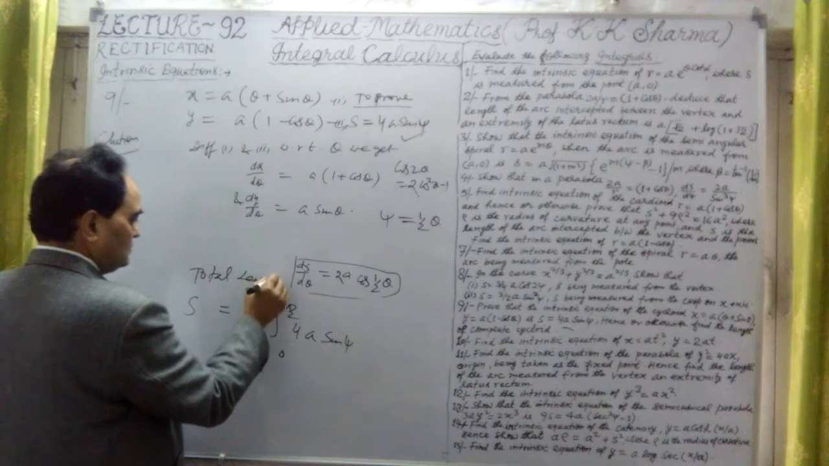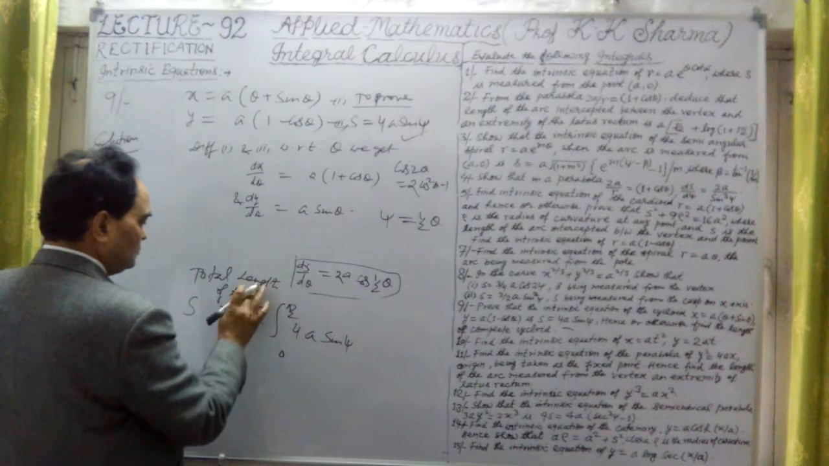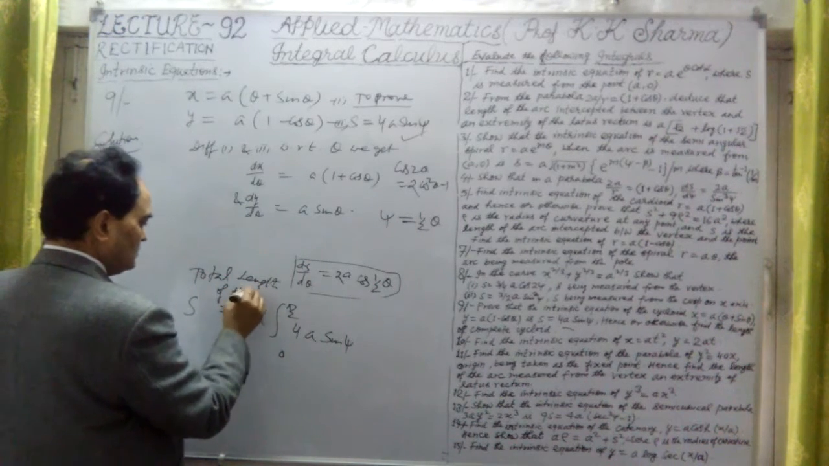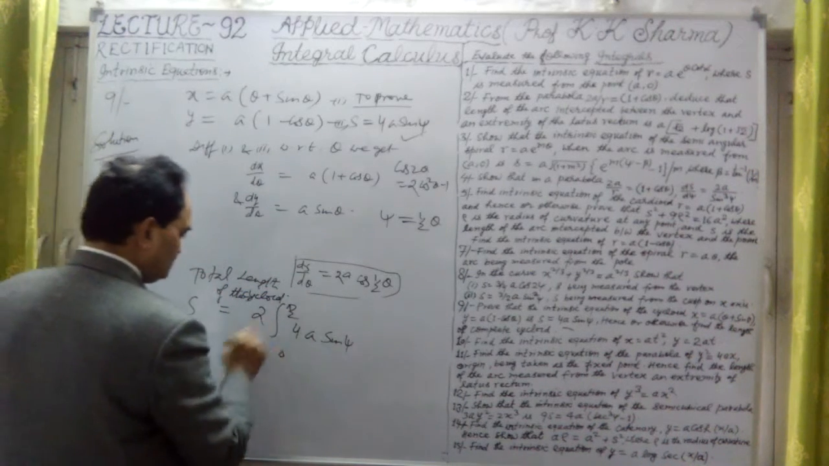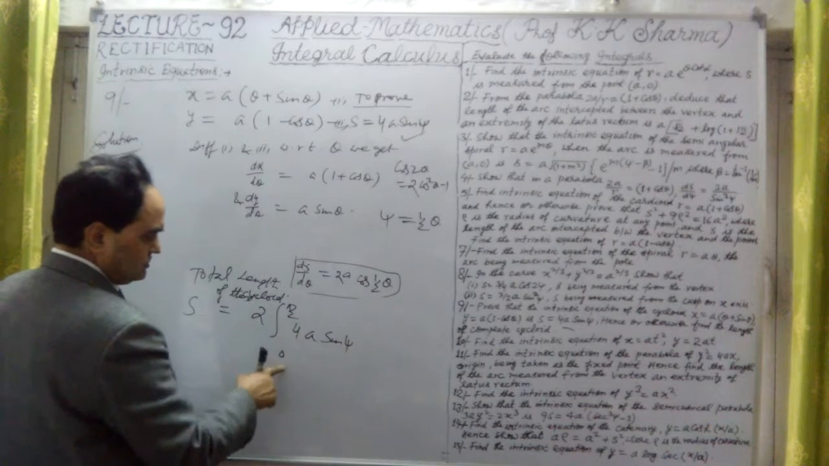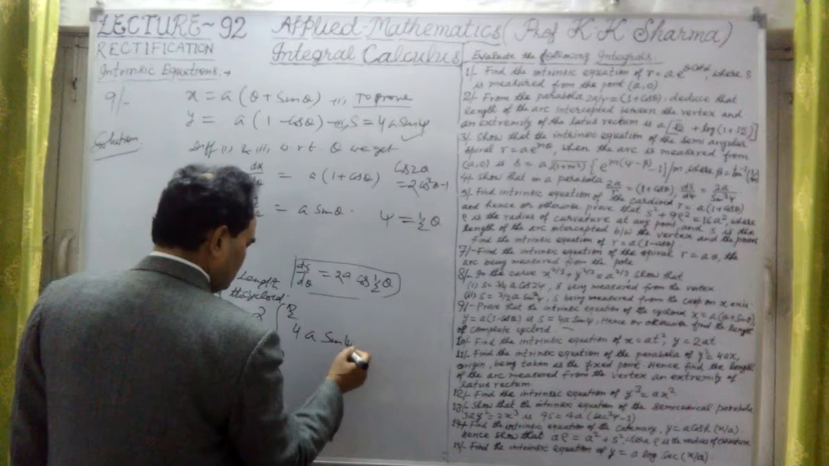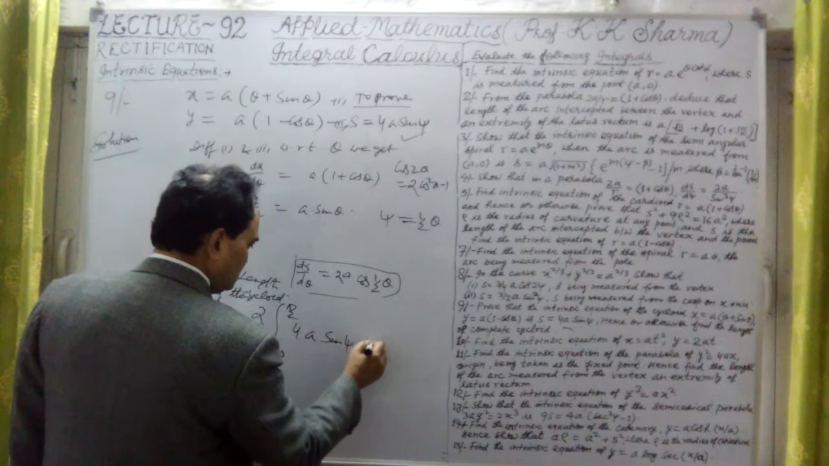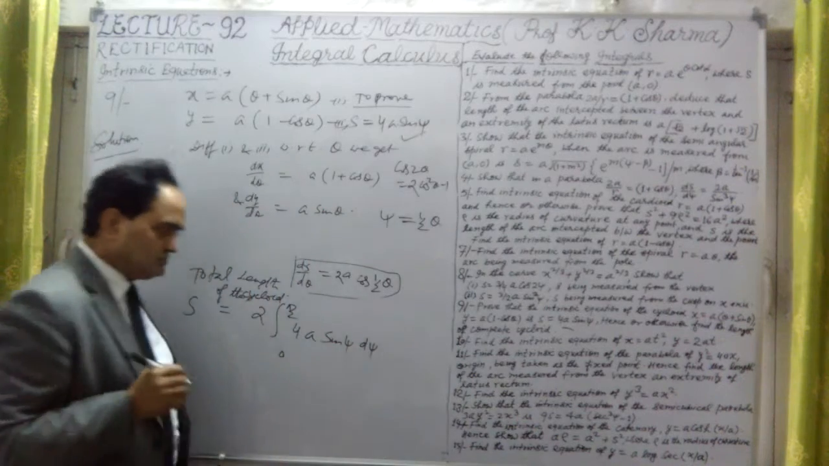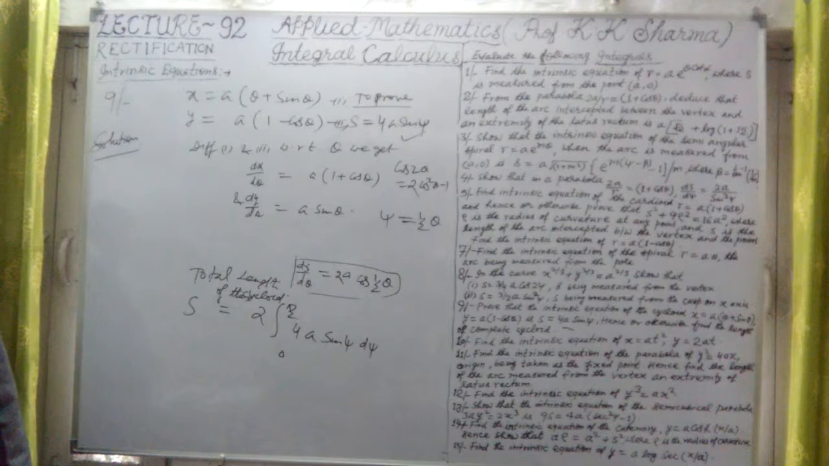of the cycloid. The length of the cycloid. Total length of the cycloid is s equal to twice of the integral from 0 to pi by 2 of 4a sin psi d psi. If I have taken the psi angle, then this is 0 to the psi angle here. 0 to the psi angle we have to take.